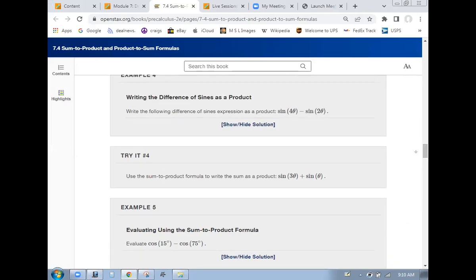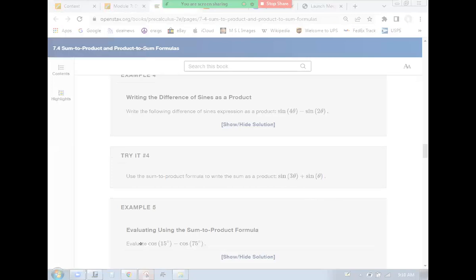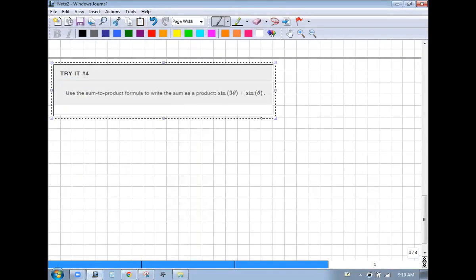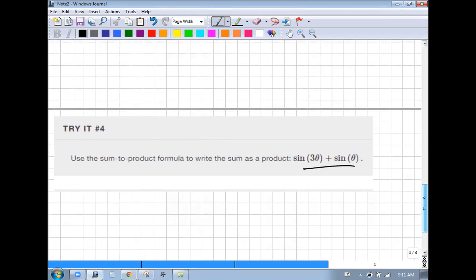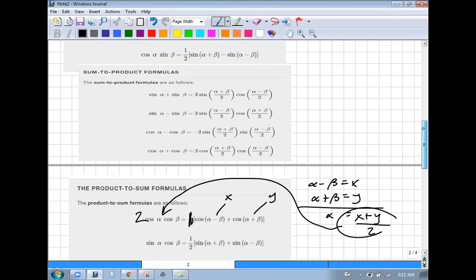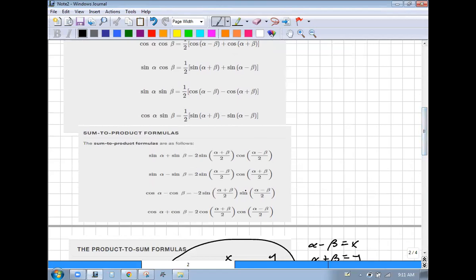So we'll do one here. Let's say I want to turn this sum into a product. This is useful in calculus. It's a sine of an angle plus a sine of an angle. So I go to my identities. I'm never going to remember all these, right? So I'll use this one. They have sine alpha plus sine beta is 2 sine of alpha plus beta over 2, cosine of alpha minus beta over 2.